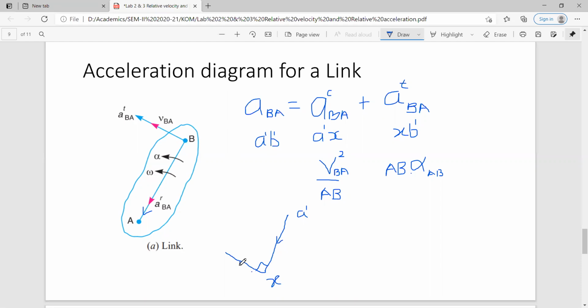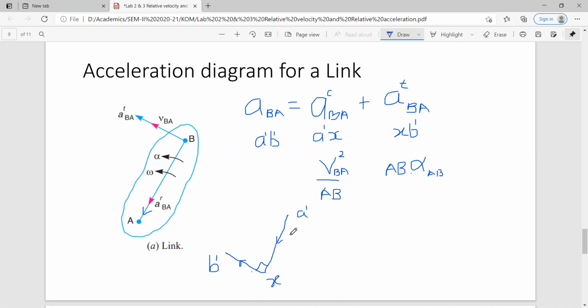Many times it is not known in which direction to draw this line. So what we do is we just draw the line, and later on when some other line comes, we find the point at the intersection. When we solve the numerical, you will realize this. So A dash x I have drawn, then from x I have to draw b dash, so x to b dash I have drawn like this.